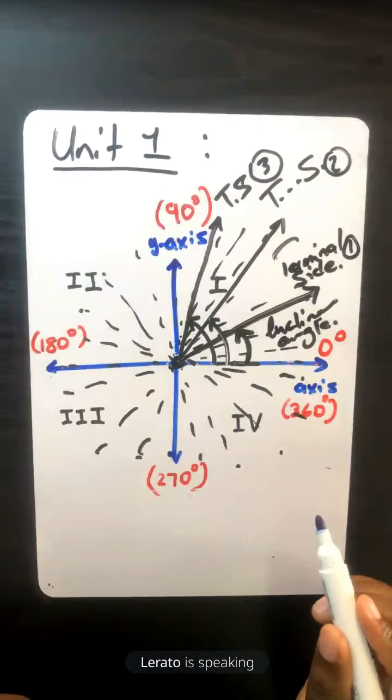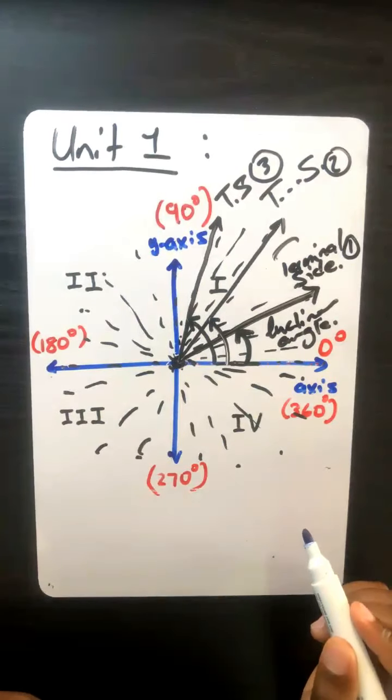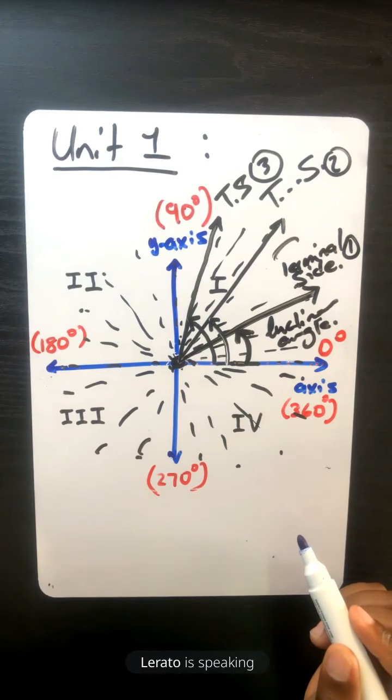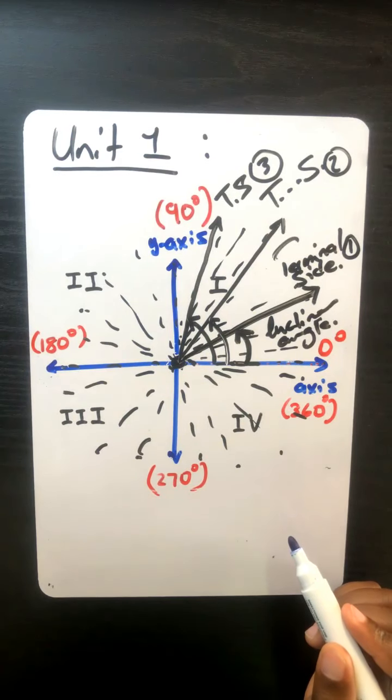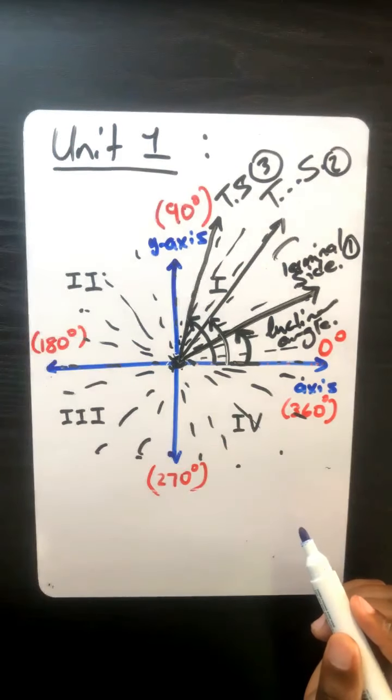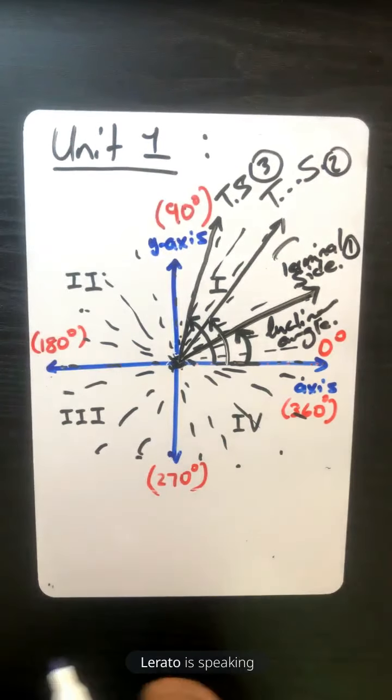Sir, I have a question. Yes, what's your question? So, sir, are the angles formed in the first quadrant called the inclination angles, or are all the angles formed in each quadrant called the inclination angles? Is it for the first quadrant?